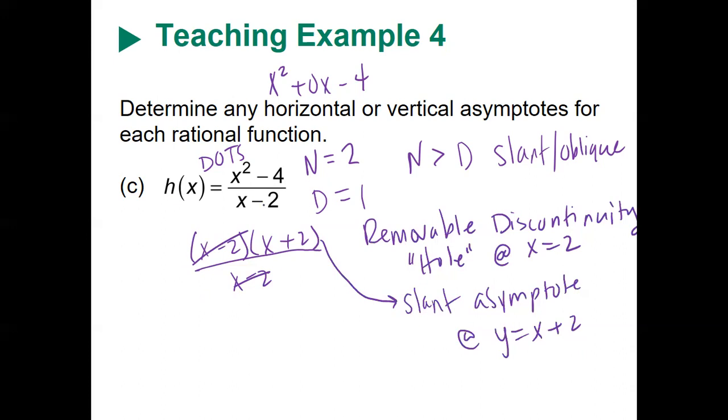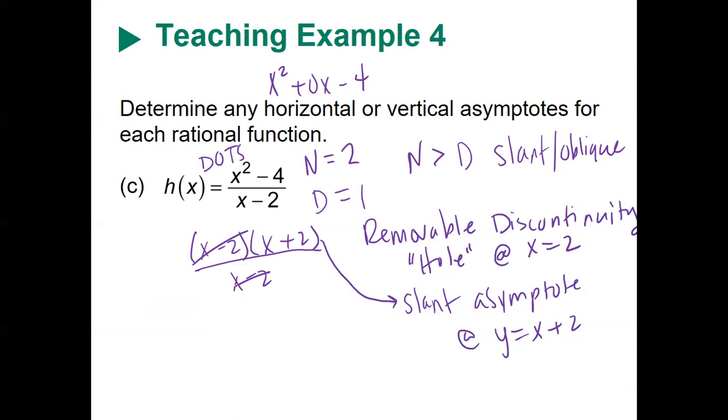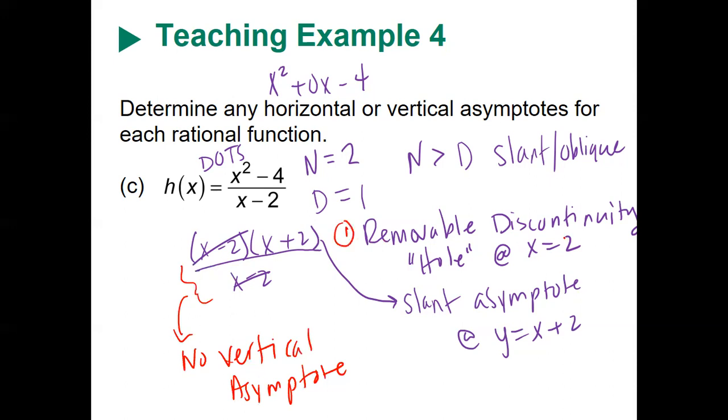Okay, and because x minus 2 is eliminated, there's no vertical asymptote. Because of the elimination, there's no vertical asymptote. So the two discontinuities that I have: a removable one at x equals 2, and a slant asymptote at y equals x plus 2. So let's look and see what that looks like as a graph.